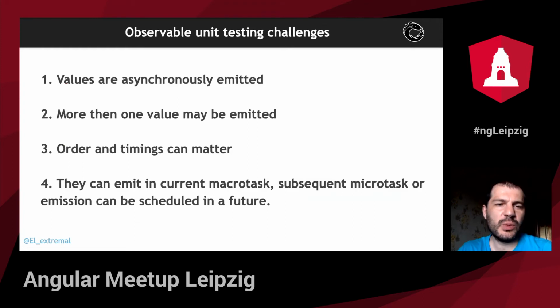The main challenges we meet during unit testing of observables are: data are emitted asynchronously, more than one value may be emitted, the order of values may matter, values are emitted with a specified delay, and sometimes in prod cases this delay can be quite big. So how to test this code?